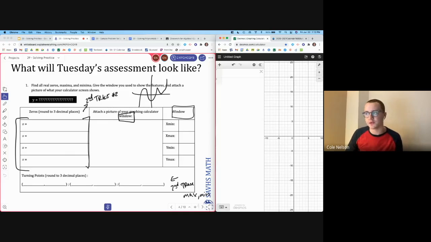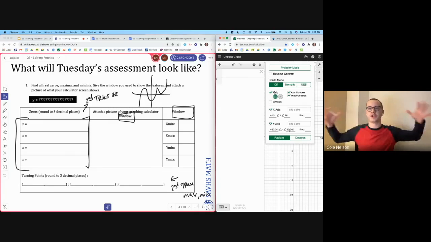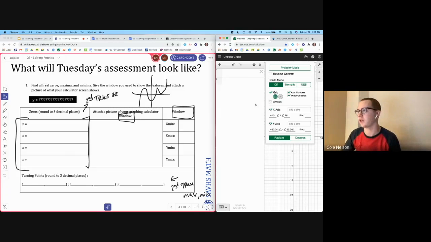If you are using Desmos, that's what you're going to have to experiment with a little bit. So you'll have to click this settings gear right here, and then you'll just change these x-axis and y-axis numbers so that you can show everything. Okay, great question. Thank you.